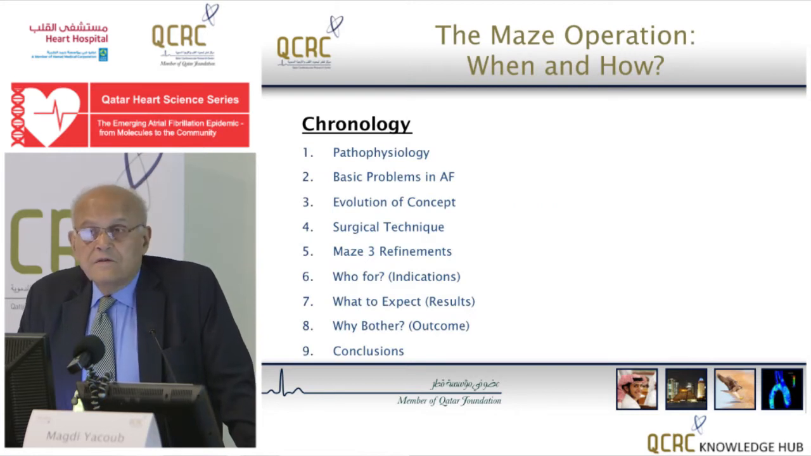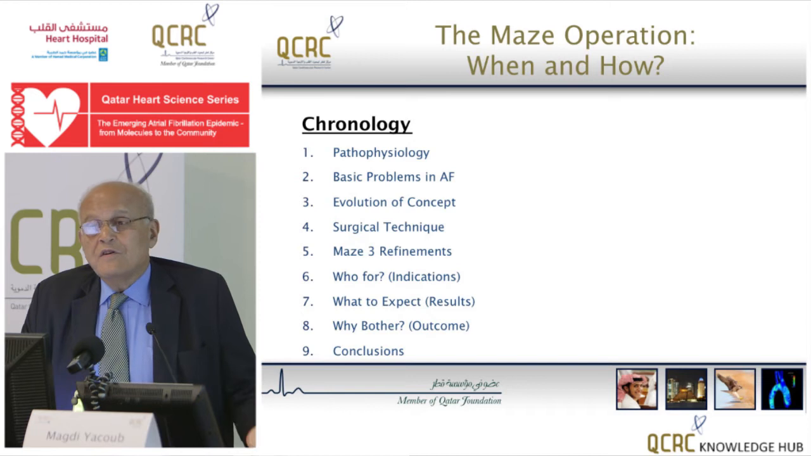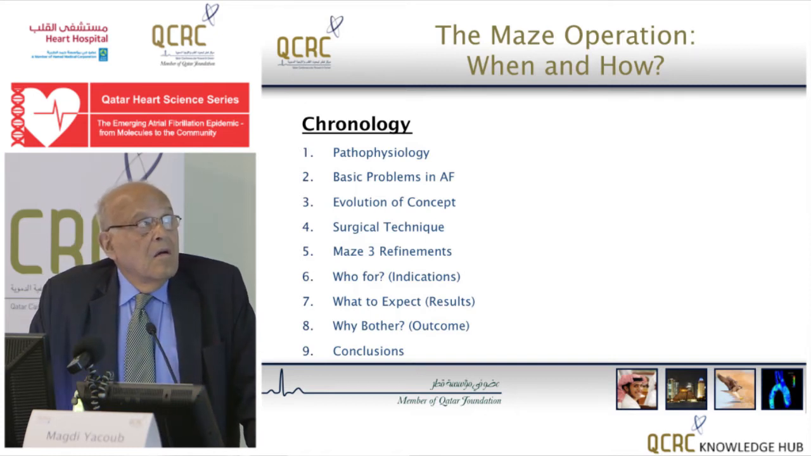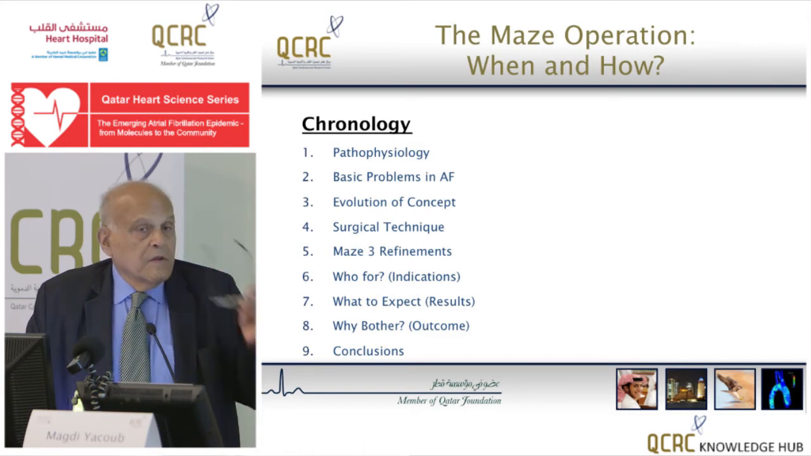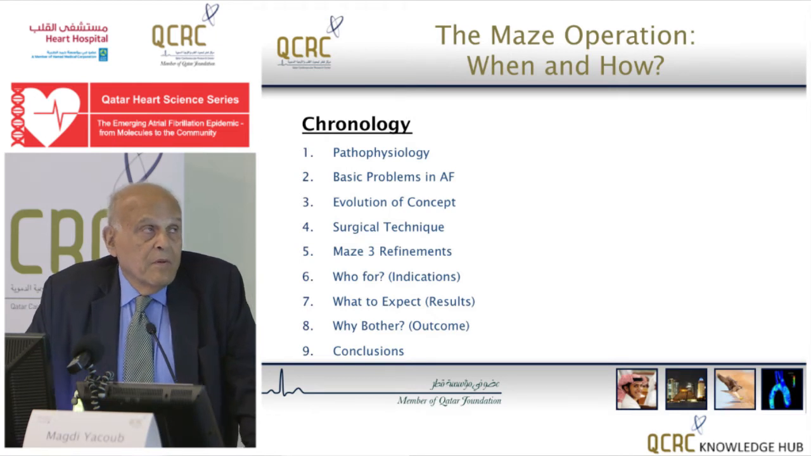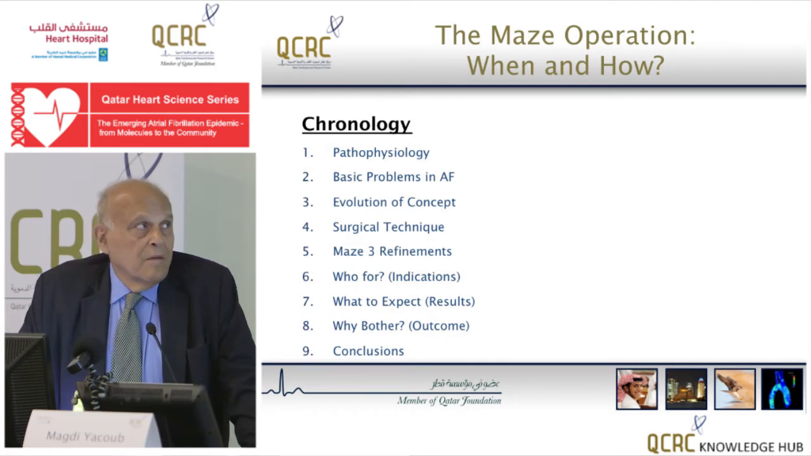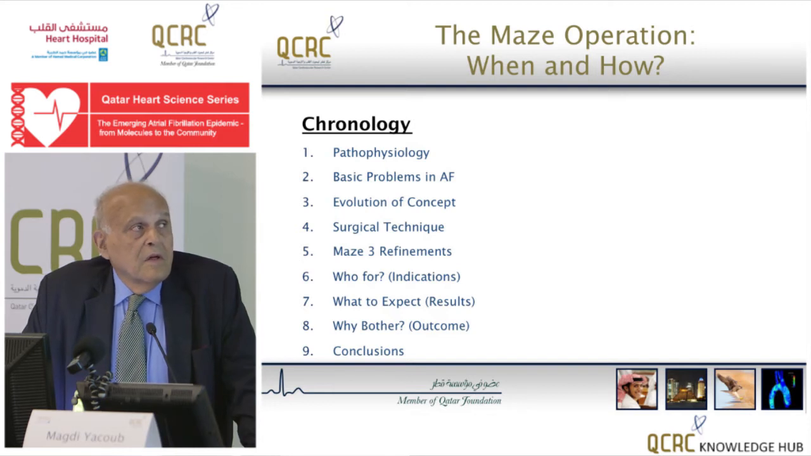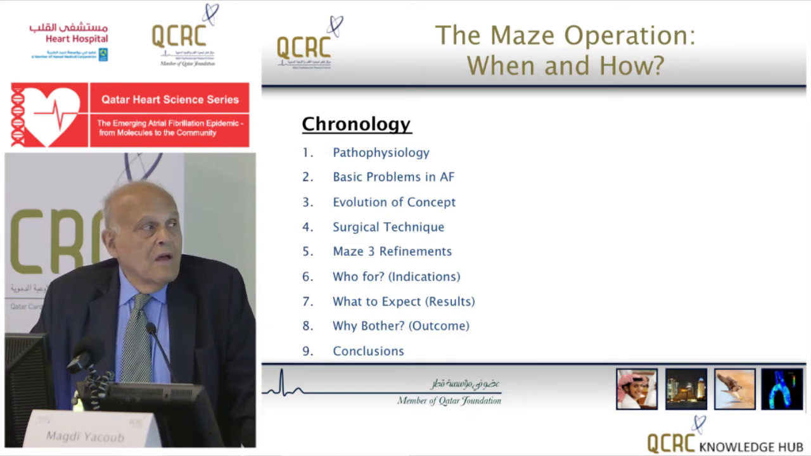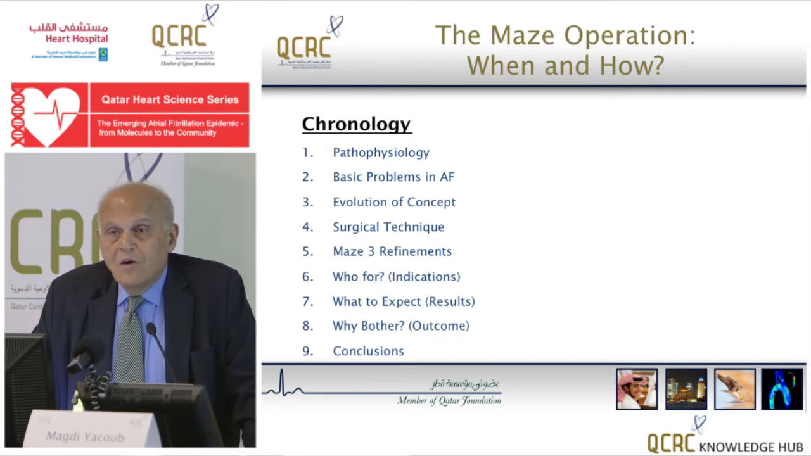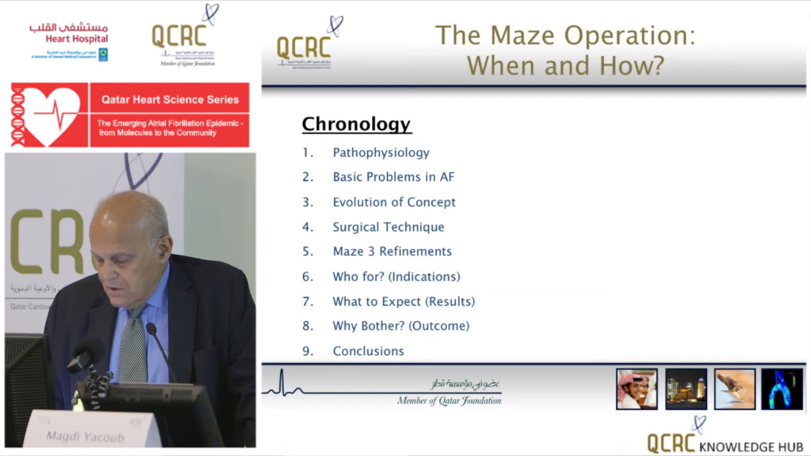Now, in the next few minutes, I will discuss pathophysiology. You've heard a lot about this, but in relation to the maze operation, I'll be more specific. Again, apropos the operative treatment of atrial fibrillation, I'll talk about the problems in AF and how we can deal with that. I'll give a historical perspective and talk about the evolution of the concepts, the surgical technique, the Maze 3, and refinements later on. We're going to talk about who it's for, the indications, what to expect from the results and why bother talking about outcome, and then try and look into the future if I can.